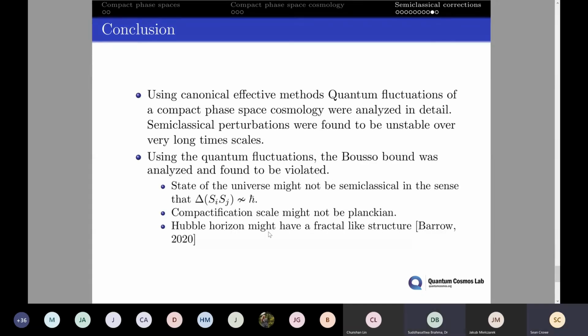Yeah, so maybe just wrapping up. Just saying what we did, we used these canonical effective methods to analyze quantum fluctuations of the compact phase cosmology. And we found that these semiclassical perturbations were kind of unstable over long time scales, much longer than the time scale of the universe. This wasn't a problem for us because we were only considering fluctuations in a finite time range.